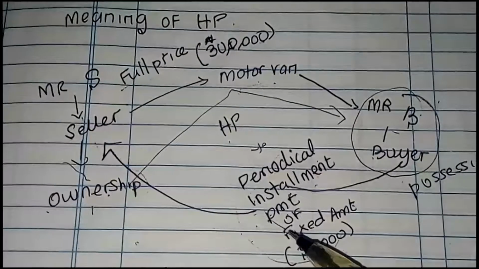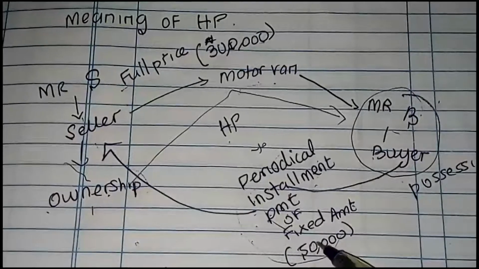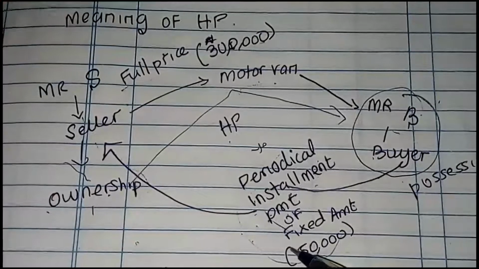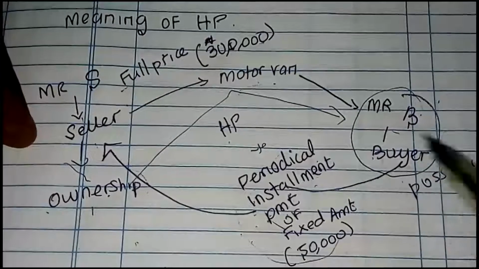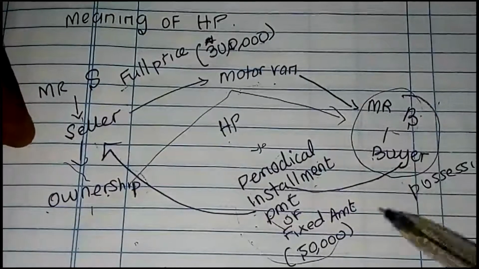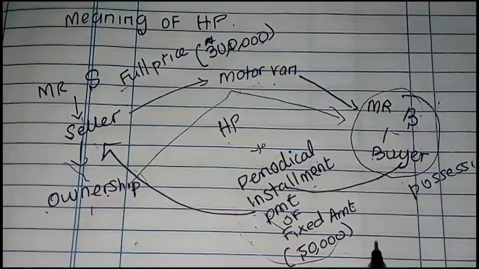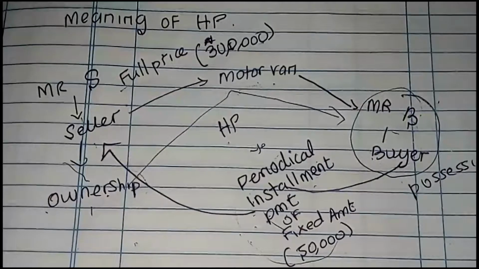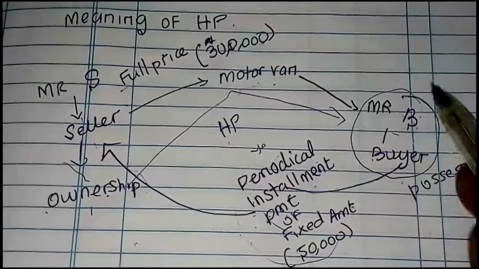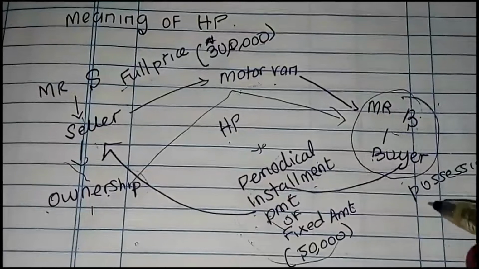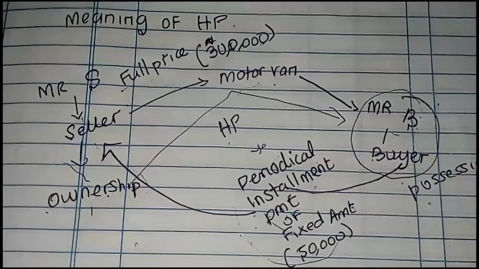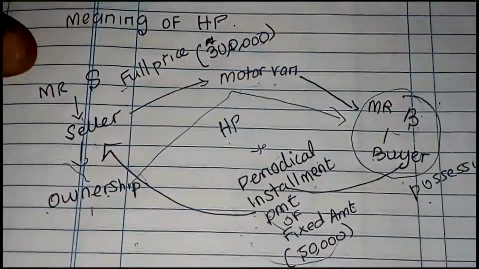So this system of buying will enable the customer to enjoy the goods. It will enable Mr. B to enjoy the goods even though he has not finished paying. So you only enjoy the goods because the goods will be under the possession of the buyer. All right, so that is hire purchase agreements.